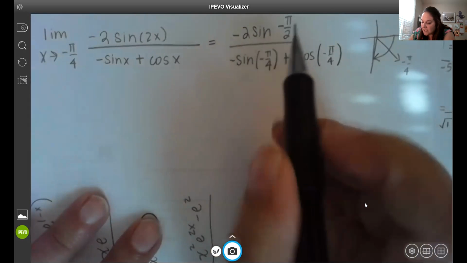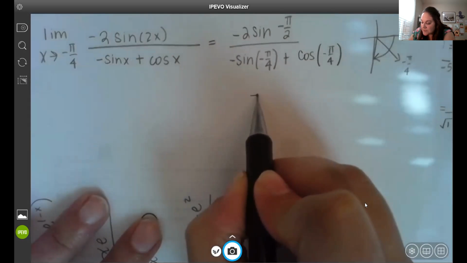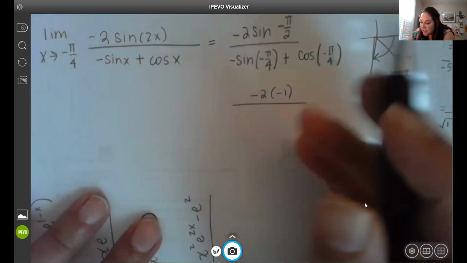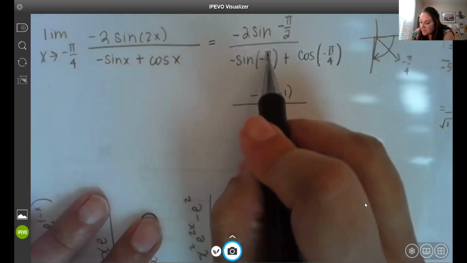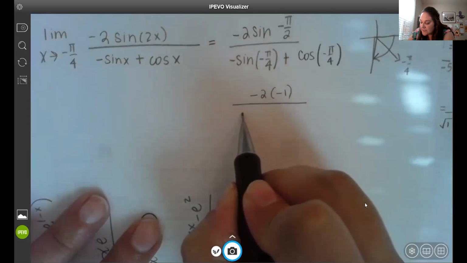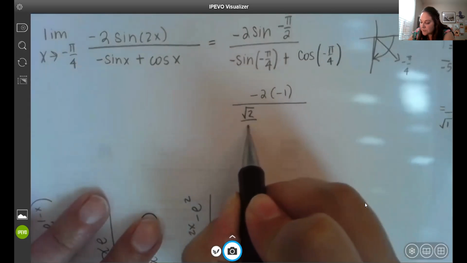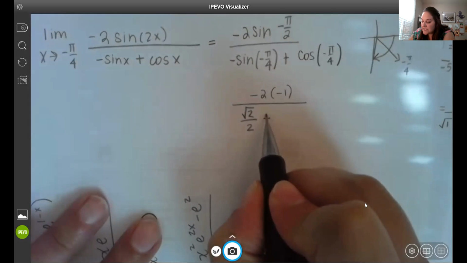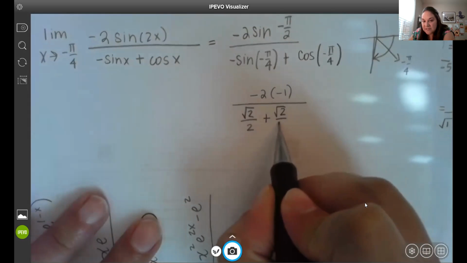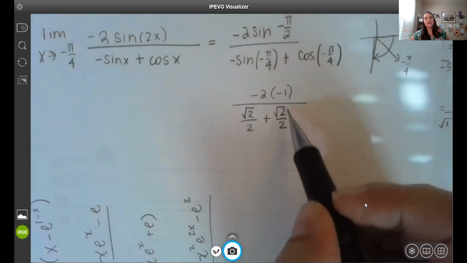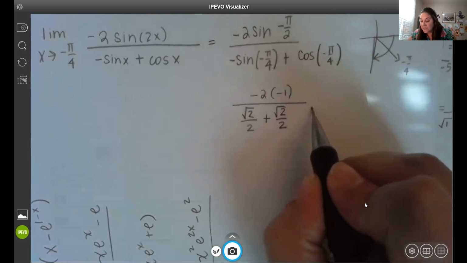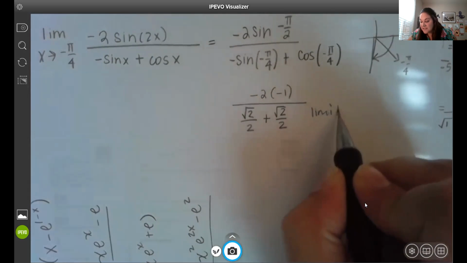And the sine of negative pi halves is -1. So -2 times -1 in the numerator. And then in the denominator, I'm going to get negative the sine of negative pi fourths. So that's the opposite of negative √2 over 2. The cosine of negative pi fourths is positive √2 over 2 because that is the x value. Again, I just need to know if it exists or not. And in this form, it does appear as the limit exists.